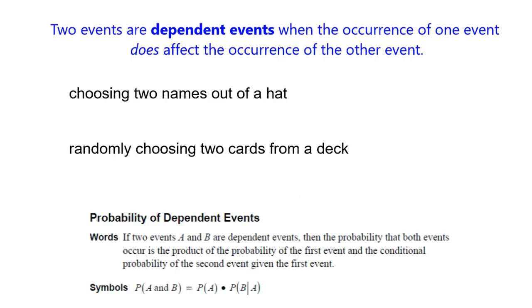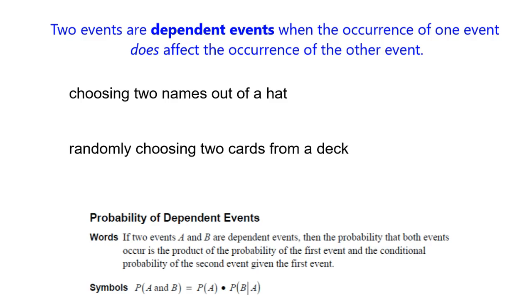Now we're going to switch and talk about dependent events. So dependent is where the first thing that's happening affects the occurrence of the next event to happen. So this might be something like choosing 2 names out of a hat. Once I've chosen the first name, I'm not going to put it back in. I'm going to choose another name. And so what I choose first affects what I choose second. What about randomly choosing 2 cards from a deck? Well, once I've taken the first card, it's no longer still in the deck, so it's gone from 52 cards to 51 cards. So the probability of what I choose for the second has changed.